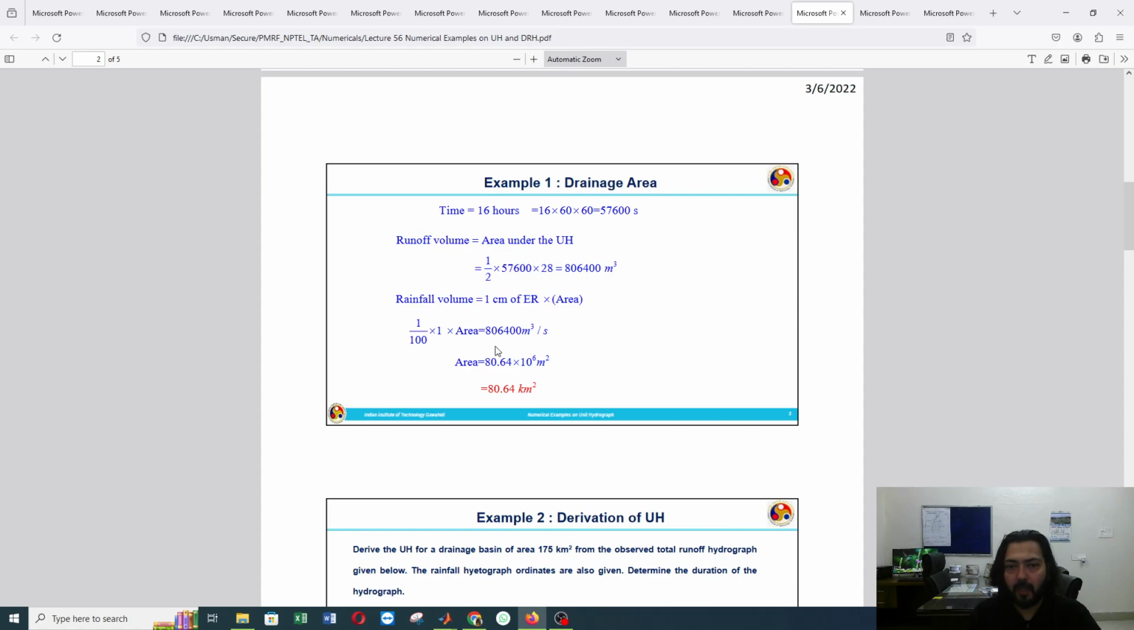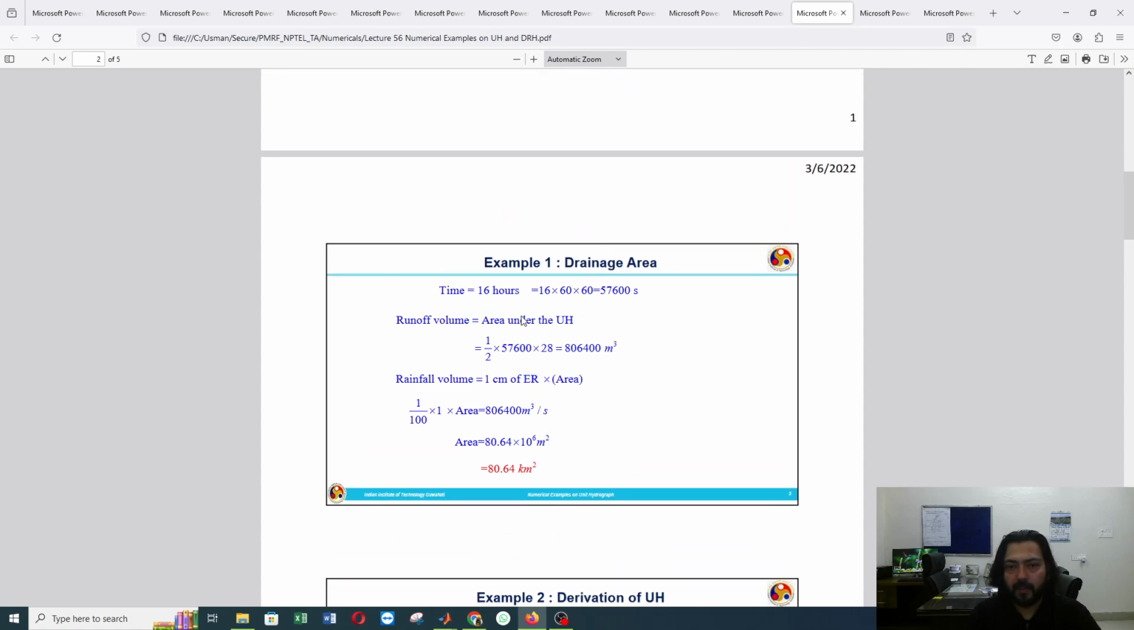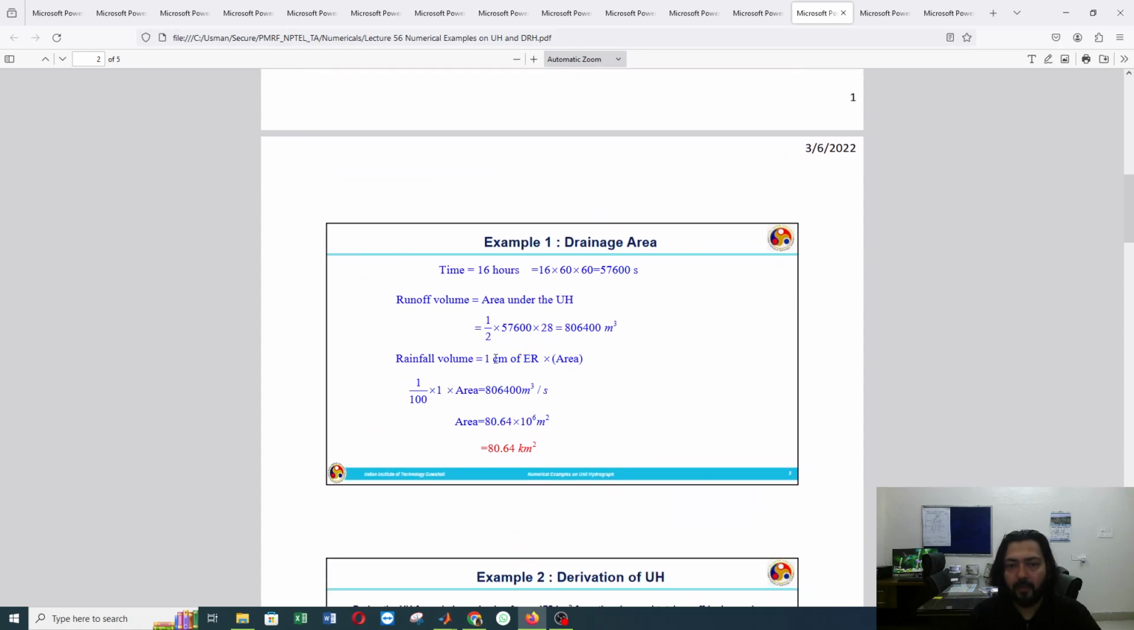The next step is to calculate the area. We know the rainfall volume is equal to ER into area. So we want to calculate the excess rainfall. This is a case of unit hydrograph, so the excess rainfall would be 1 centimeter, and we can get the value of the area.